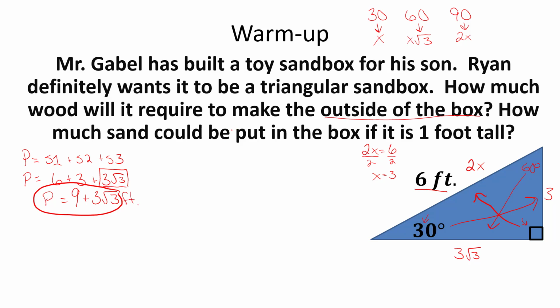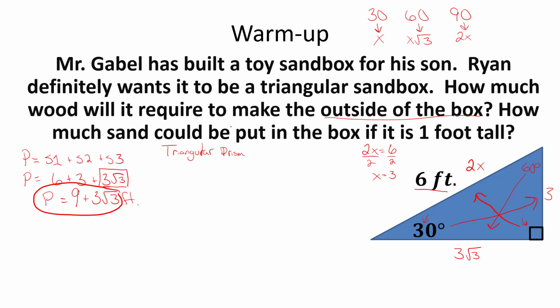Now, you could certainly take this and make it an approximate value. So you would plug this solution into your calculator and ask for the approximate solution. But we're not going to do that right now. We're going to keep moving on to the next part of the question. How much sand would be put in the box if it's 1 foot tall? Well, if it's 1 foot tall, that means it has a base that is a triangle. So we have to be dealing with a triangular prism.